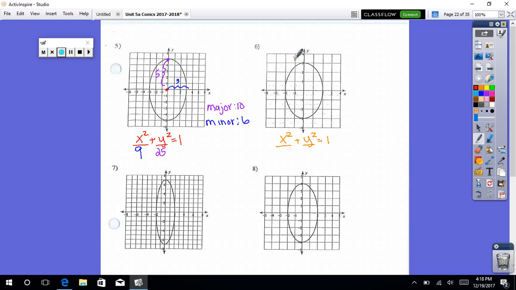Okay, moving on over here, another vertical. Okay, we are still sitting at 0, 0. He is 3 units tall. Vertical goes with the y. 3 squared is 9. He is 2 units wide. 2 squared is 4. My minor axis is also 4. My major axis is 3 plus 3, which is 6.